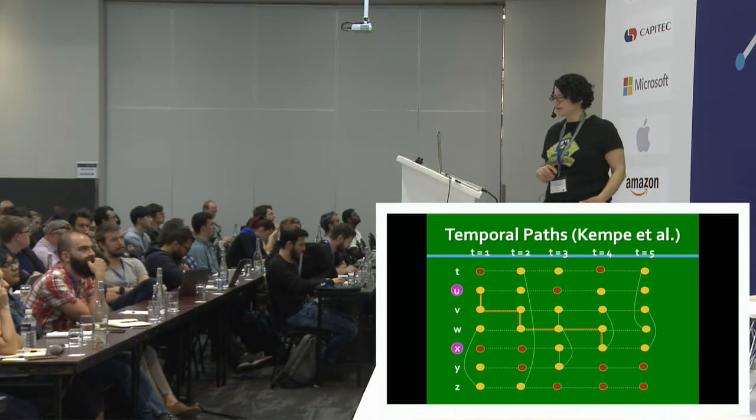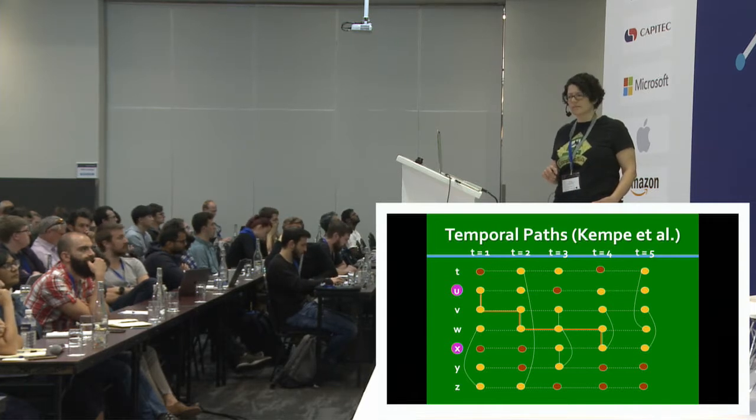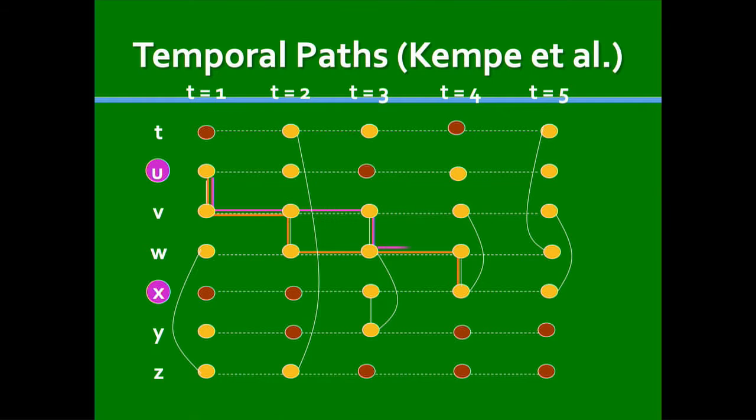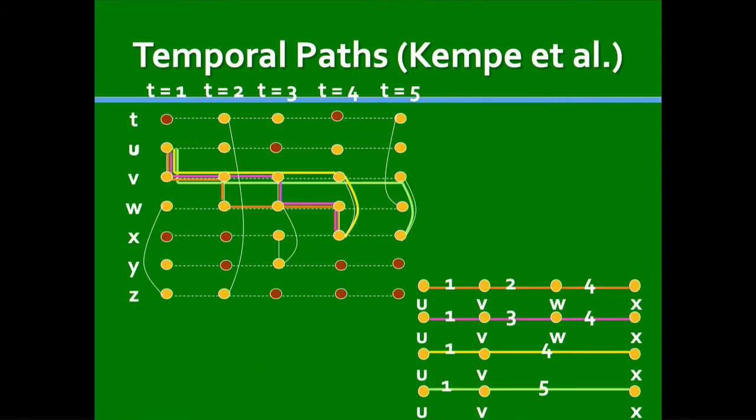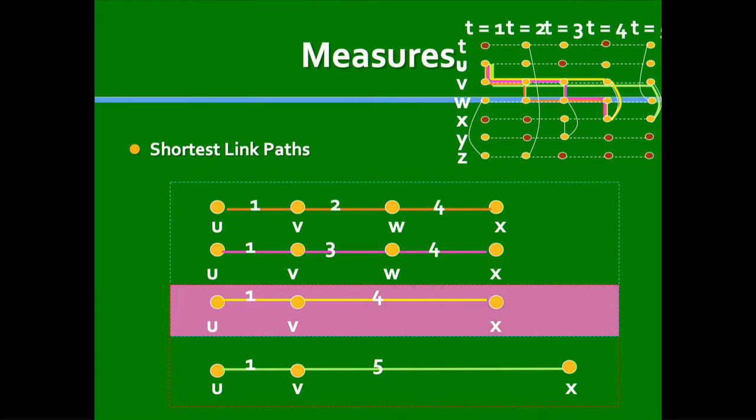We can say, okay, it's the shortest temporal path, maybe the one that takes the least amount of time, or maybe it's the least number of links. In this case that is the bottom two, and the highlighted one is the one that has both the shortest number of links and the shortest amount of time. And so one of the first things then, we can redefine all the quantities that we know for static networks, for dynamic networks, by using this temporal definition of paths.